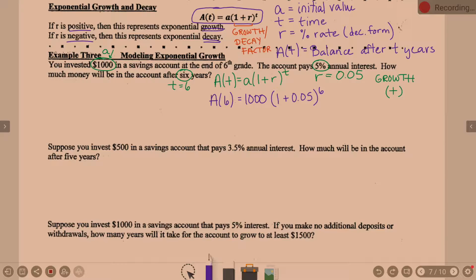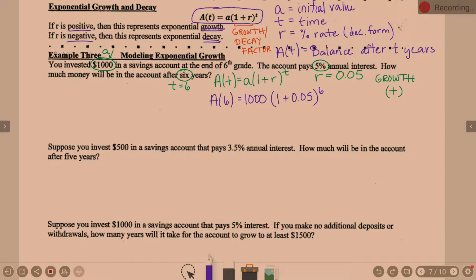Where did the 1 come from? Why do you have to add the 0.05 to 1? So this 1 right here technically represents 100%. So a problem starts at 100% because 100% of a given amount is that amount. And then that's why we're adding 5% to grow it. Or if we were decaying, we would subtract the amount. But that 1 basically represents 100%.